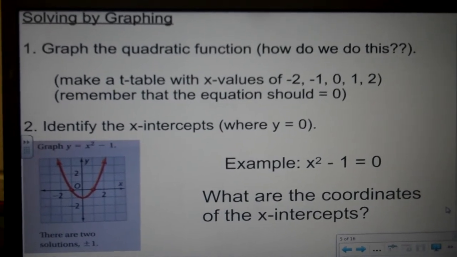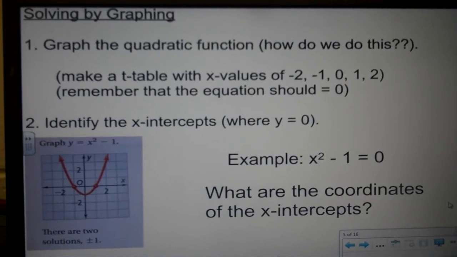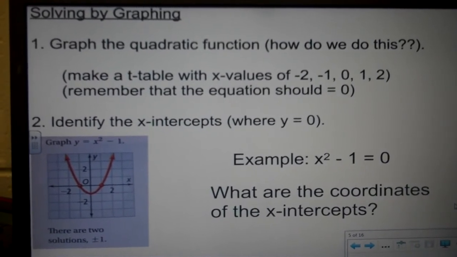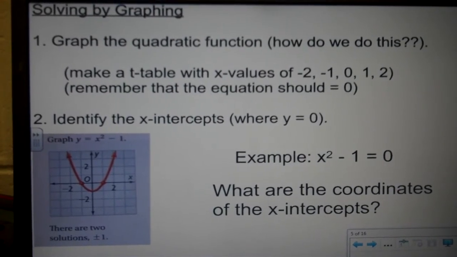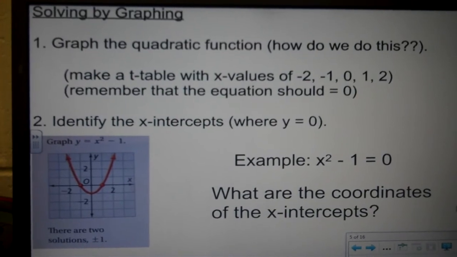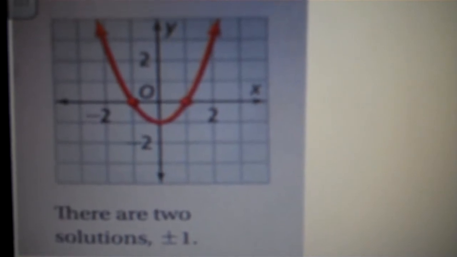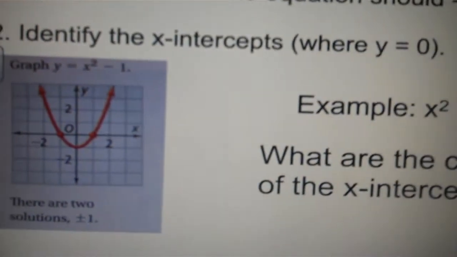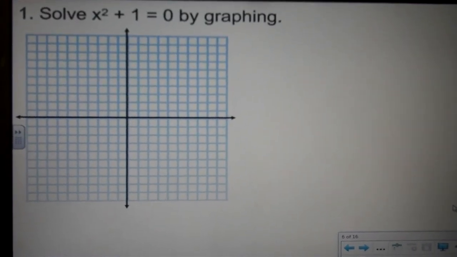Write this down. Solving by graphing. The first step is to graph the quadratic function. Remember, this is how we do it with the t-table. And then we identify the x-intercepts. So this is where y is equal to 0. For example, that's the example right there on the left. And when we graph it, it crosses the x-axis at -1 and 1. So the solution is plus or minus 1. We're going to do these examples in class.